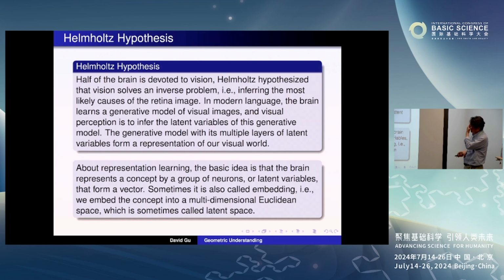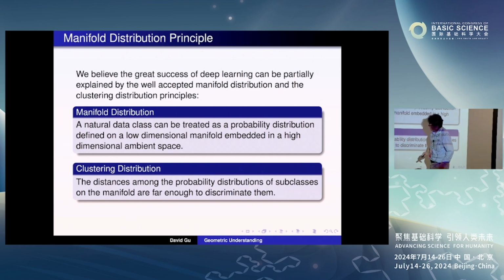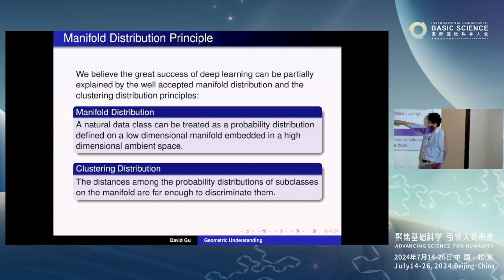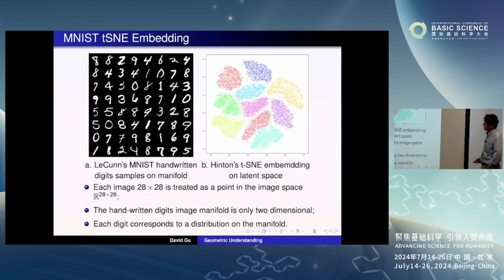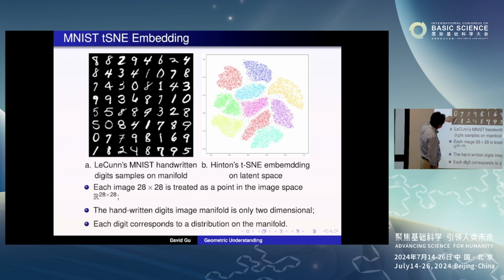So the first one, we call the manifold distribution principle. Given a natural training data set, we can treat it as a probability distribution defined on a low-dimensional manifold. And this low-dimensional manifold is embedded in a very high-dimensional ambient space. Here I give you one example: the MNIST data set. It collected digit images from envelopes at the post office. Each training data is an image, 28 by 28. We treat each image as one point, so the dimension is 784.